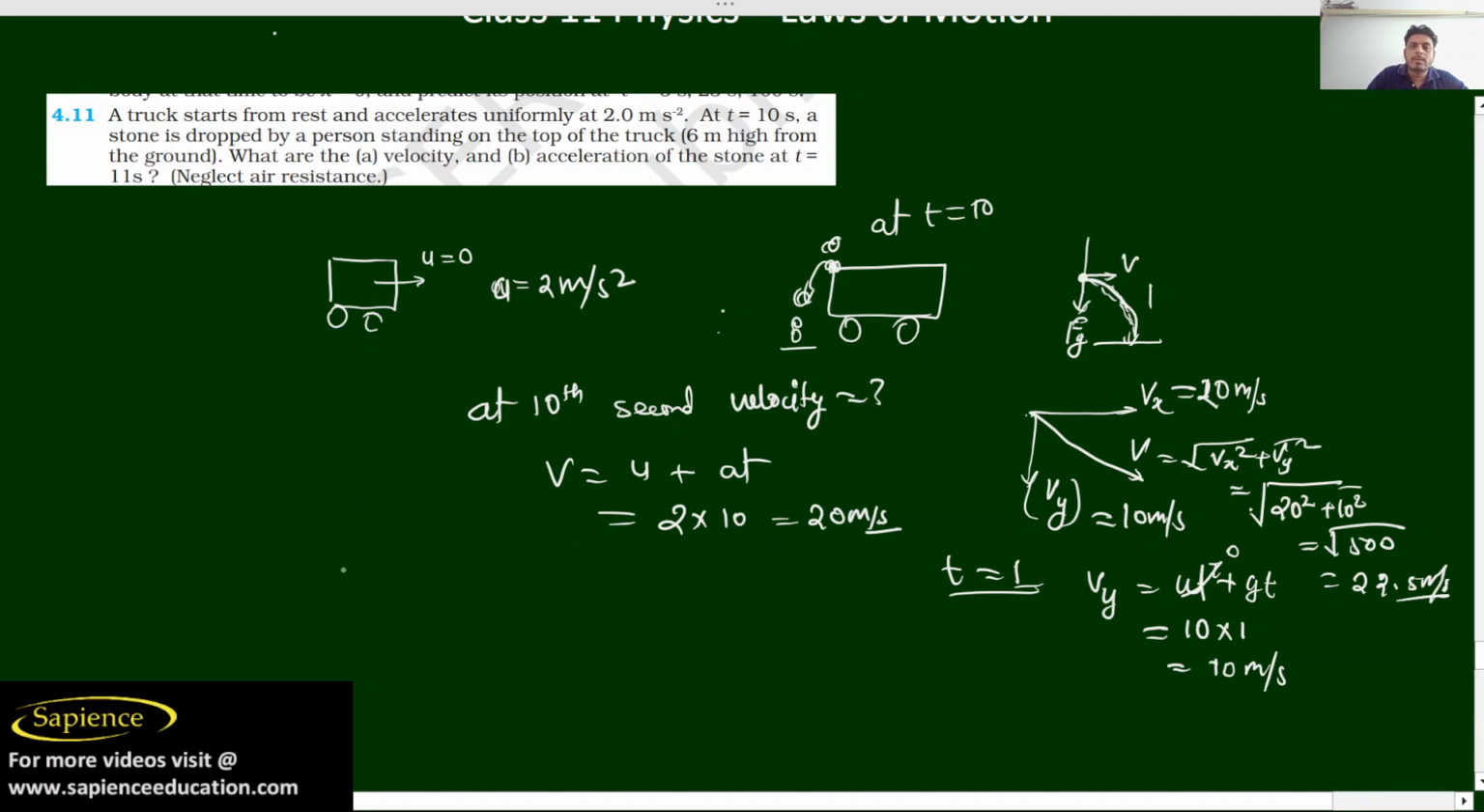Now I am talking about the acceleration part. There is no acceleration in the horizontal direction, only acceleration in the vertical direction. So acceleration is equal to acceleration due to gravity, that is 10 meter per second square. I hope you have understood this question. So I will go to the next question, right?